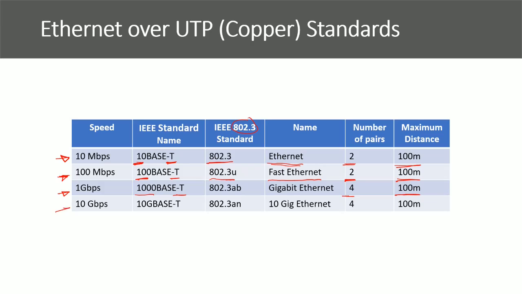The next standard is 10 gigabit per second, and it is read as 10GBASE-T. So 10G is 10 gig, and T is UTP. The standard is 802.3an, and the name usually is 10 Gig Ethernet. Sometimes it is written as 10 gig in some switches. We need to use 4 pairs at this speed, and distance is limited to 100 meters.